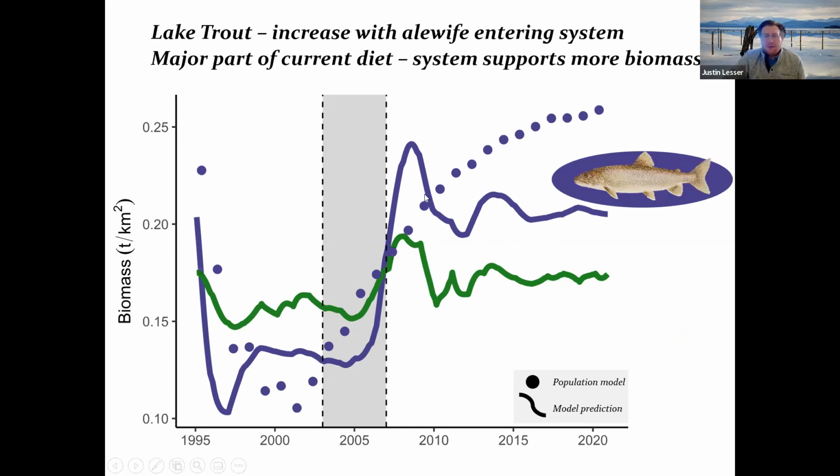But now if we switch to the purple line here, we see that as alewife enter the system in this gray box here, we see a really pronounced impact on lake trout, which consume alewife. Alewife make up a very large portion of their diet here, right? And this is actually a pretty good fit with what we estimate from our population model. Right around this period, we see a really big increase potentially in their population. So it seems that alewife have made the system support more lake trout biomass as compared to Atlantic salmon biomass.